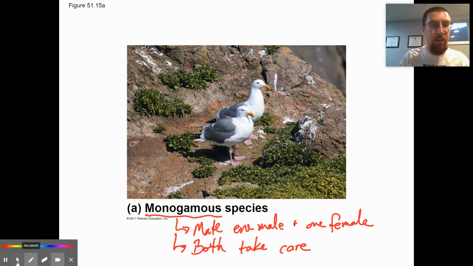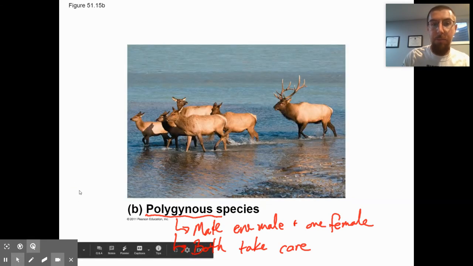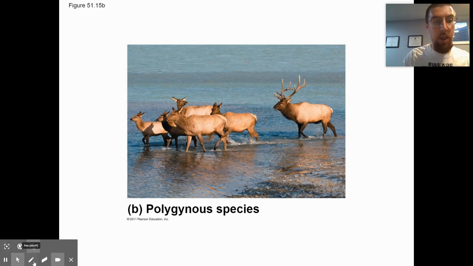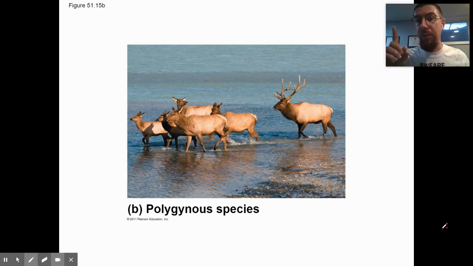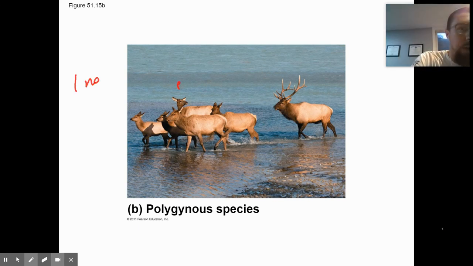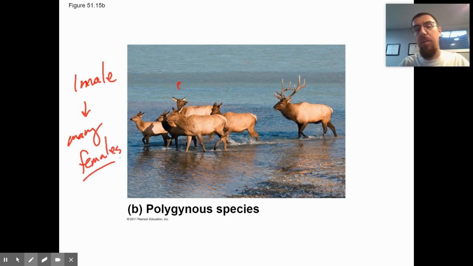Okay. The next type of mating behavior would be polygynous mating behavior. That behavior occurs when one male mates with many females. So we'll write up here, one male mates with many females. In general, this type of behavior is very common in the animal kingdom.